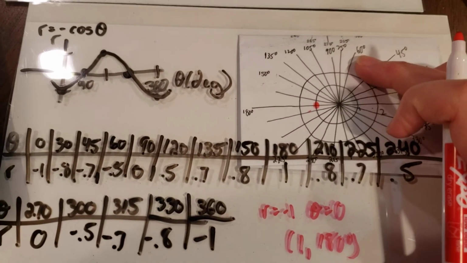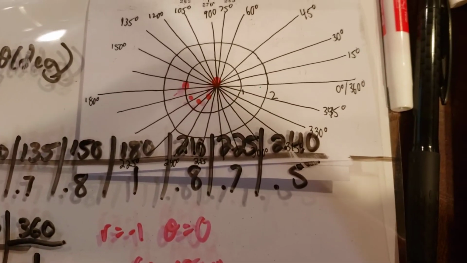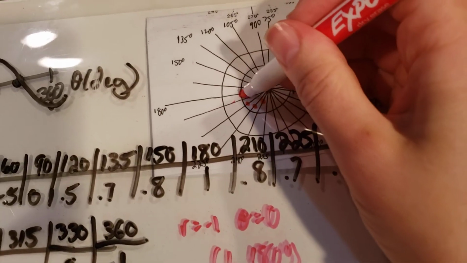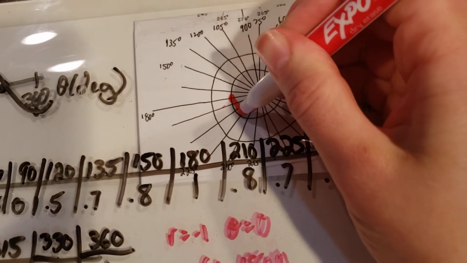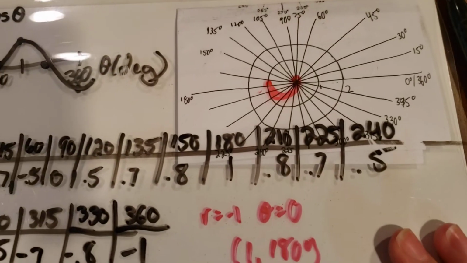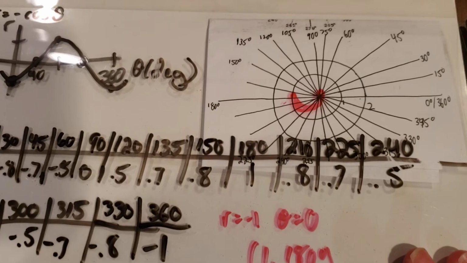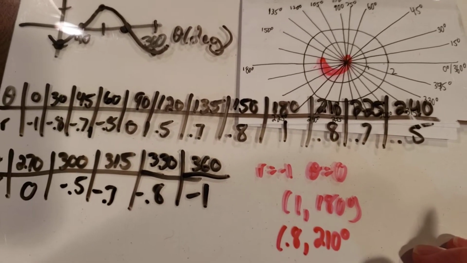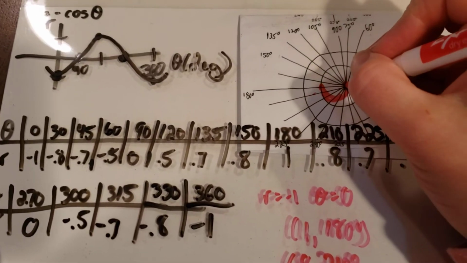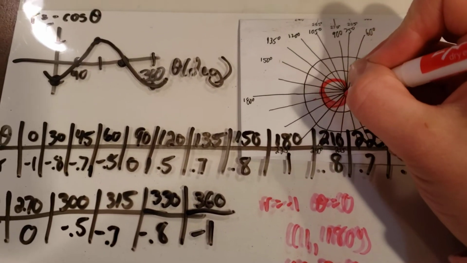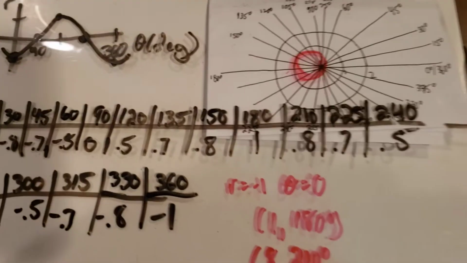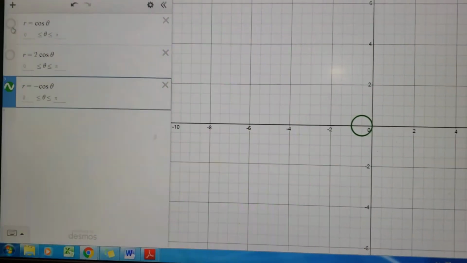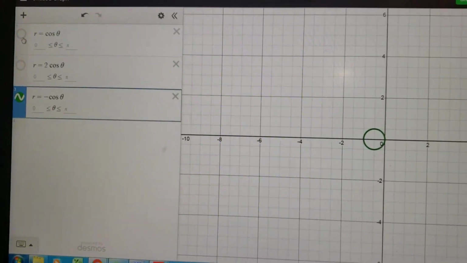Now we go through and I'll plot all the way up to 90 degrees. If I connect these, I've got half of a circle up to 90 degrees, but instead of on the right side of the y-axis, I'm on the left side. If I plot all of these points, I am just going to have a circle. I'm going to show you that circle on Desmos. That is the circle you would get if r equals negative cosine theta.